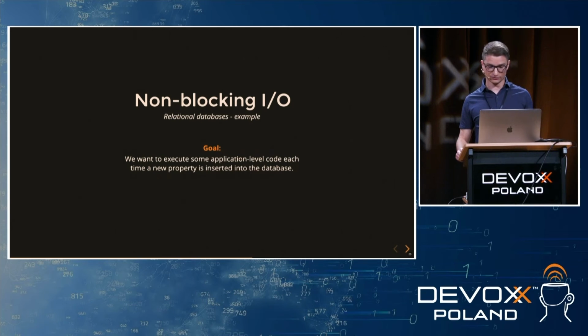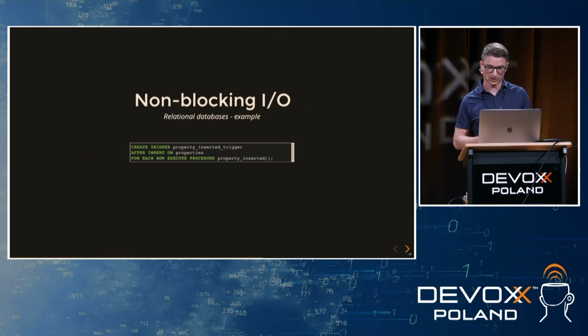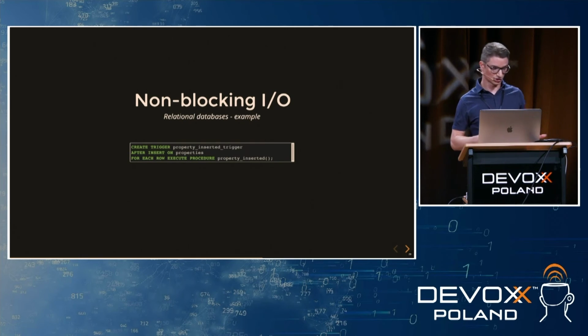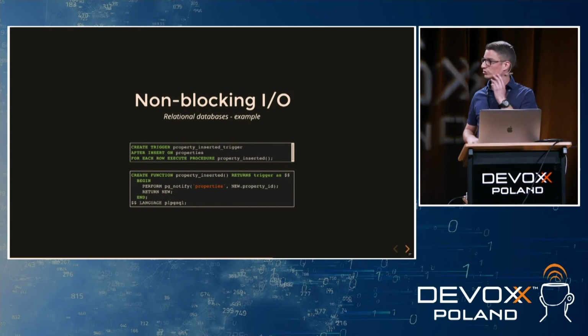We need 3 ingredients for that. The first ingredient is that we need a way to react to a change in a relational table. And we've had such a solution for many, many years in the relational database world. It's called triggers. So a trigger will be activated each time a new row is inserted into the database. The next ingredient we need is a way to push the data somewhere from the database. We're not yet caring about who will consume the data, but we just need to get rid of the data and push it somewhere. And we also have such a solution in relational databases. In case of PostgreSQL, it's called channels.